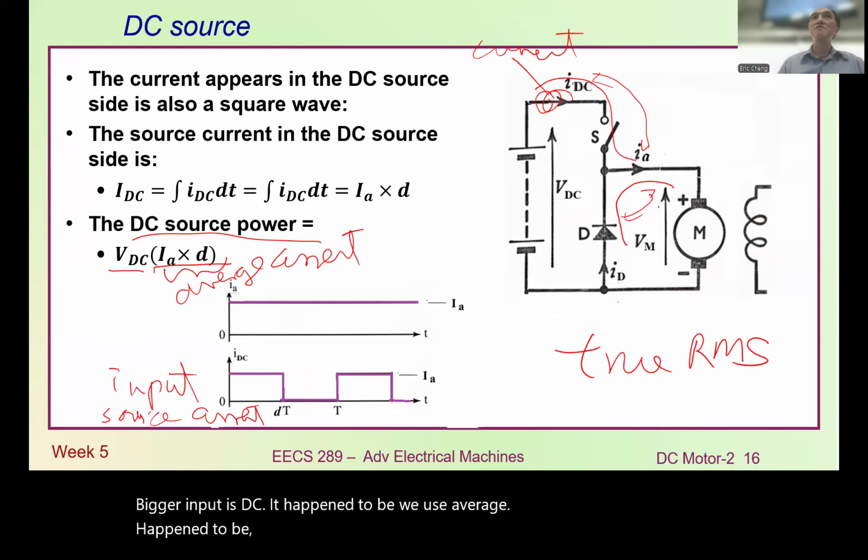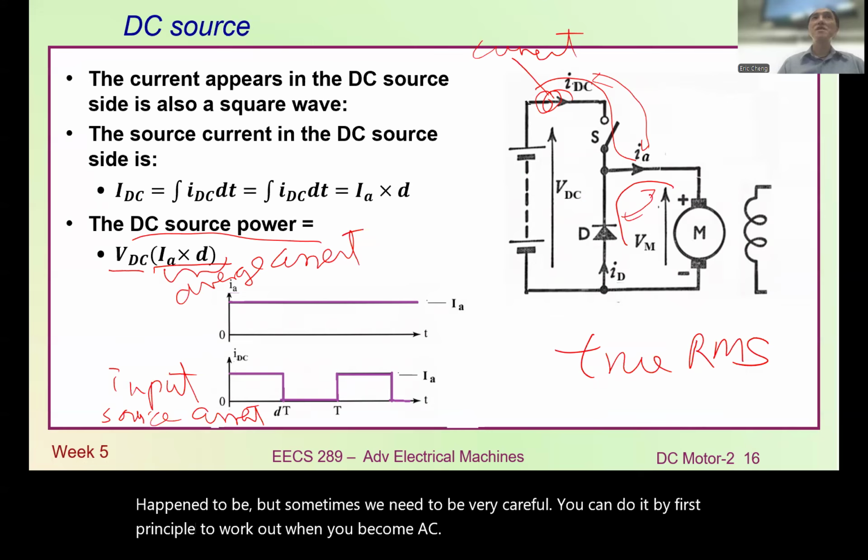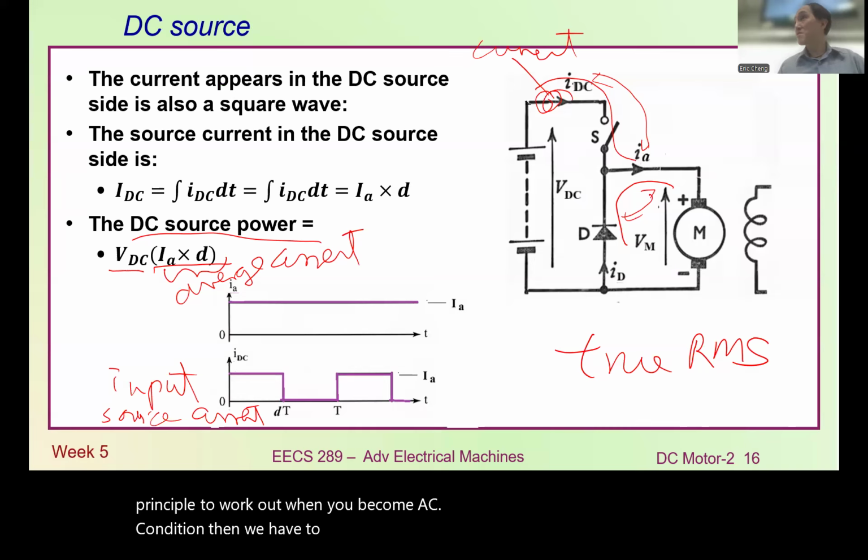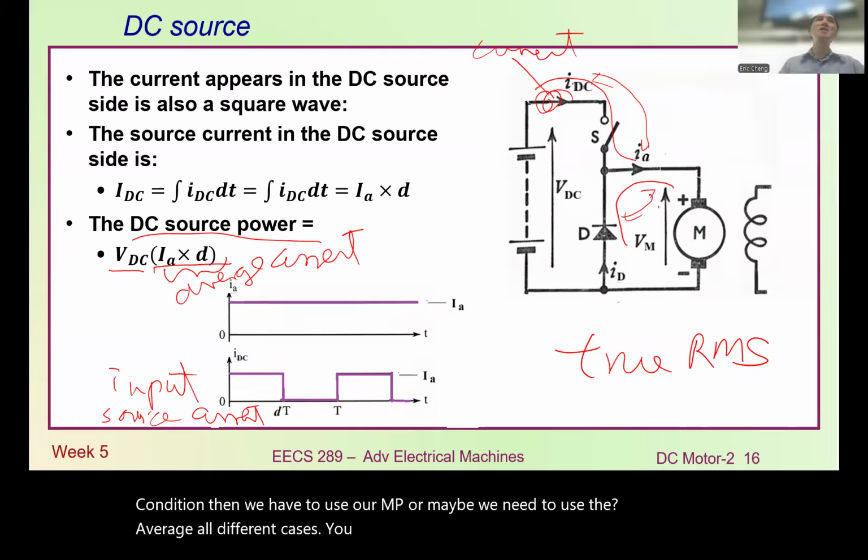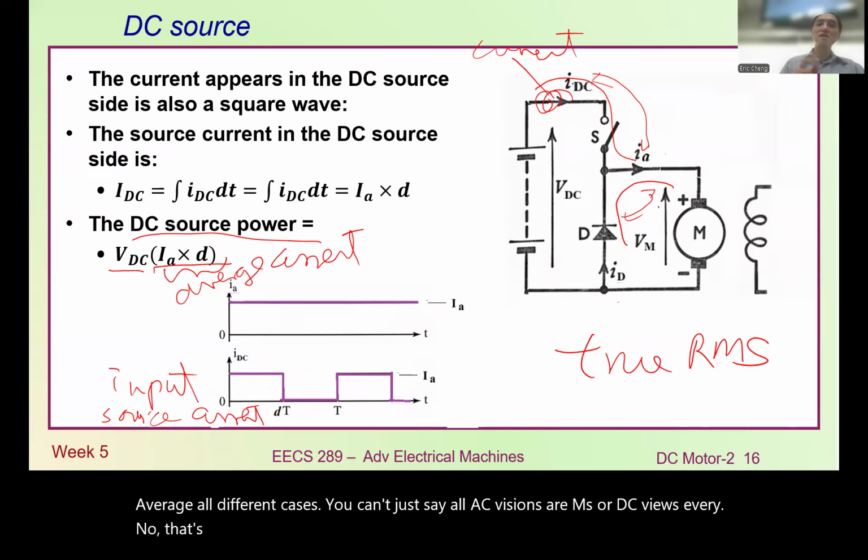You can do it by first principle to work out when it becomes an AC condition, then we have to use RMS, or maybe we need to use the average. All different cases. You can't just say, oh, AC we use RMS or DC we use average. No, that's not that. You need to check the basic formula. Later I got another example to show you what it is.